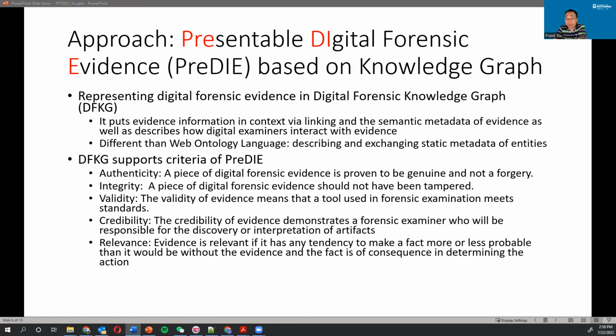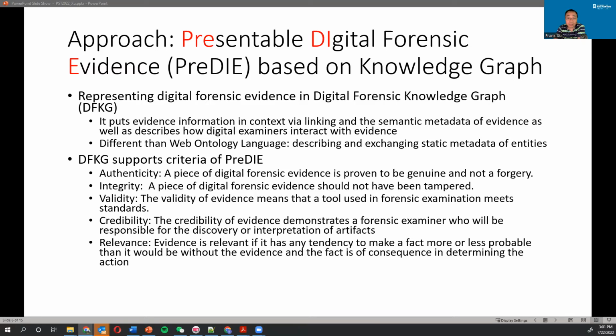It is different from the Web Ontology Language, whose main purpose is to describe and exchange static metadata of entities. All evidence in DFKG is presentable digital forensic evidence, or PreDFE for simplicity. DFKG supports the following criteria of PreDFE.